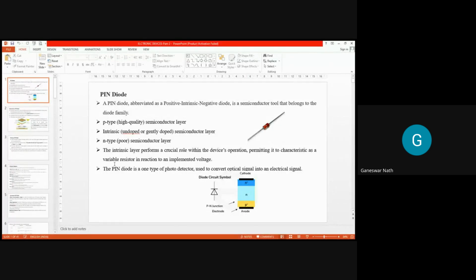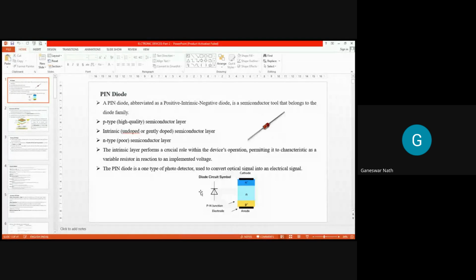Remember, this PIN diode is used as a detector. That means it can simply convert the light signal to an electrical signal. This is why it has some special features that we will discuss.